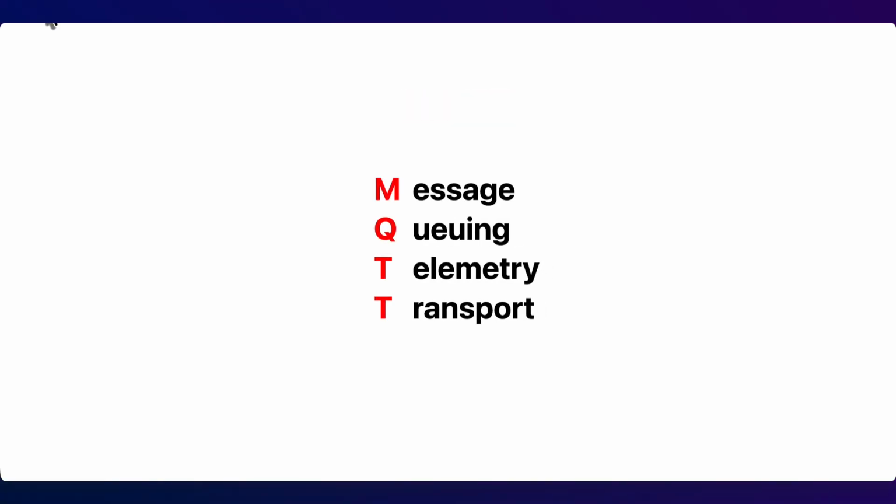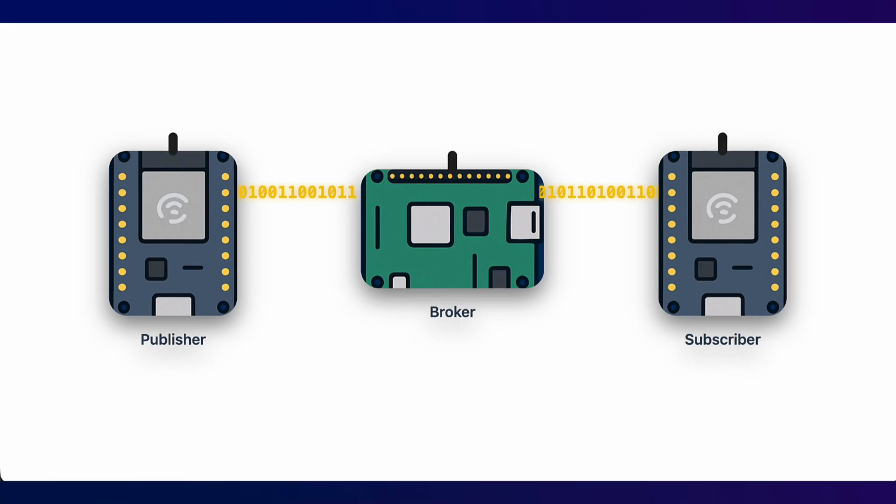Now, it's a lightweight way for devices to send messages. So instead of talking directly, every message goes through a middleman called a broker. Now, think of it like a group chat. The broker is the chat room server, and the devices are the users joining it, listening to topics.